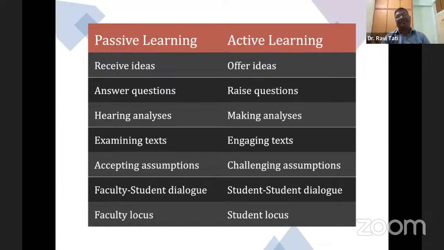So, active learning and passive learning. In passive learning, what we have been experiencing is this: we receive the ideas, we answer questions only when questions are asked, and until then, we don't open our mouth. Whatever analysis is being made, we just give time and try to examine the text, accept the assumptions and postulations anybody presents, and there may be a dialogue between the teacher and the student. And in passive learning, it is the teacher who is important, not the learner.